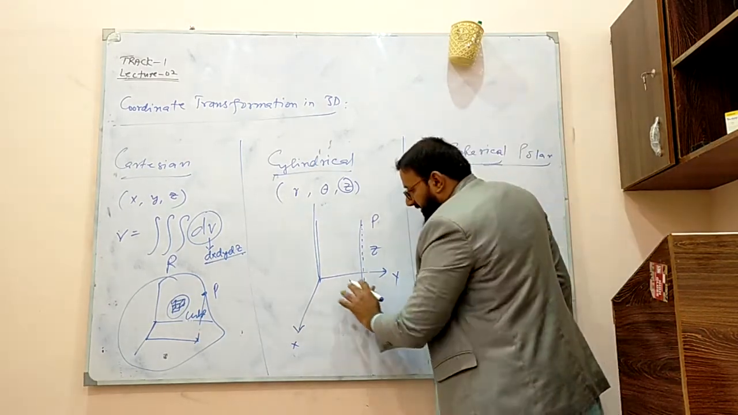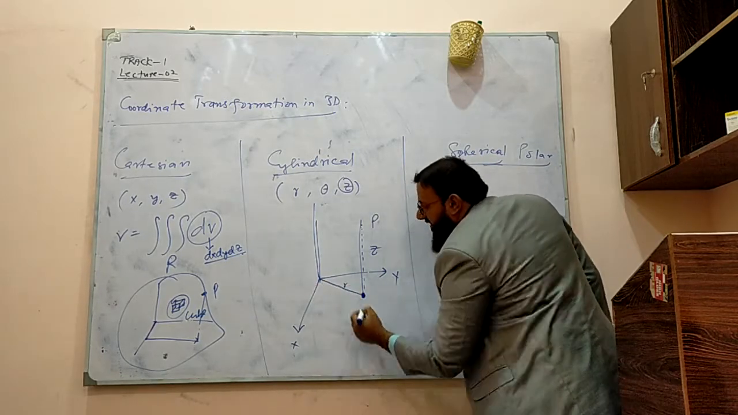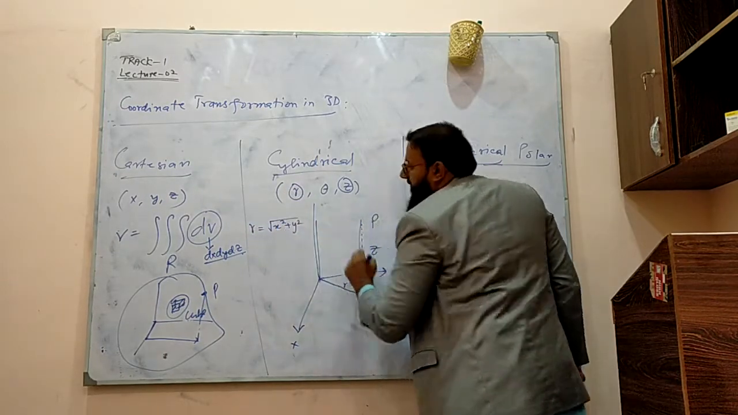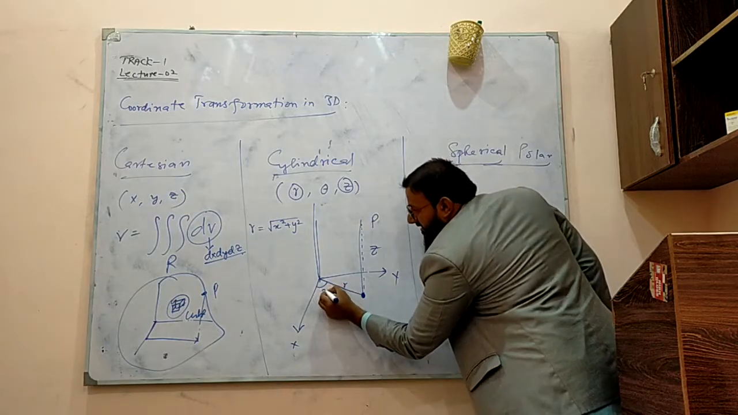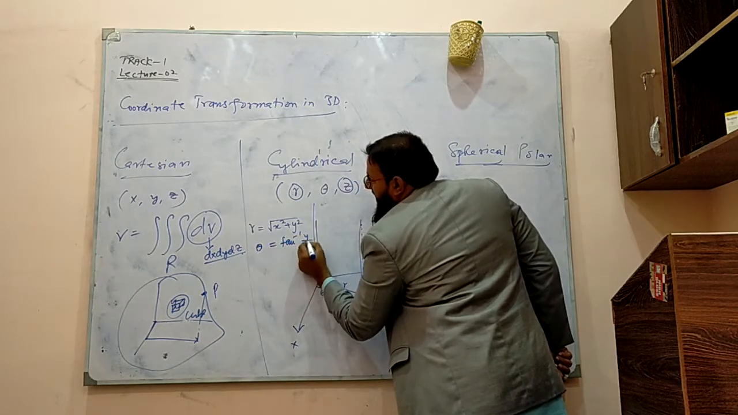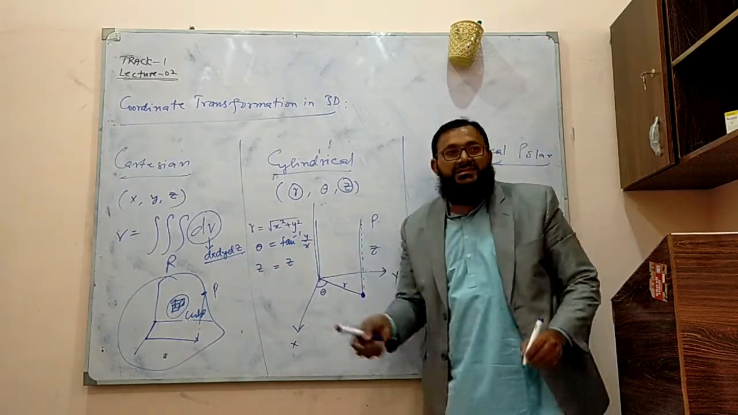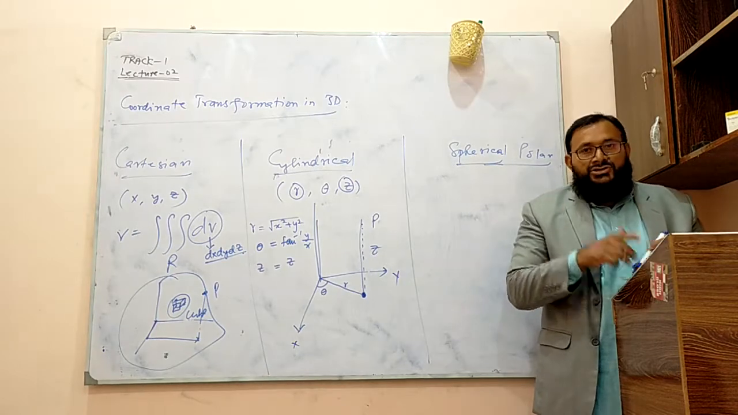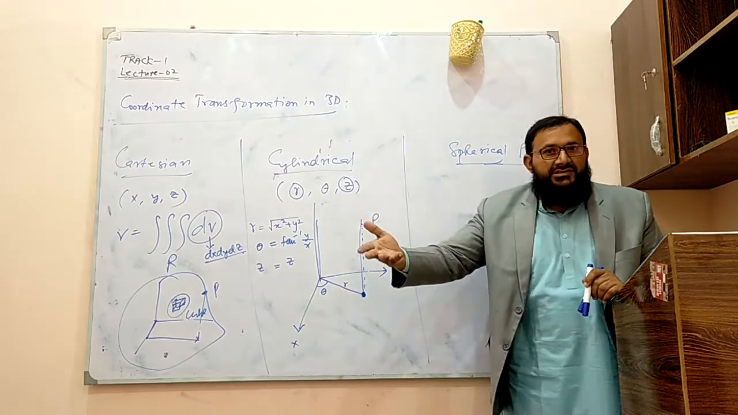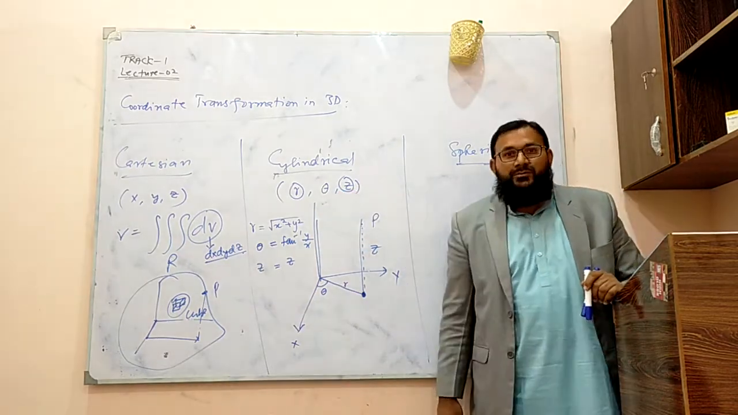What is the second thing? Now your point is on the xy plane. You can find the distance from the origin, we name it r. The value of r can be found by square root of x square plus y square. And the angle theta with the x-axis you can find by tan inverse of y by x, and z would be equal to z in both Cartesian as well as cylindrical coordinates. So polar coordinates is the case in 2D, and when you extend it to 3D, you simply add a third component, that is z.